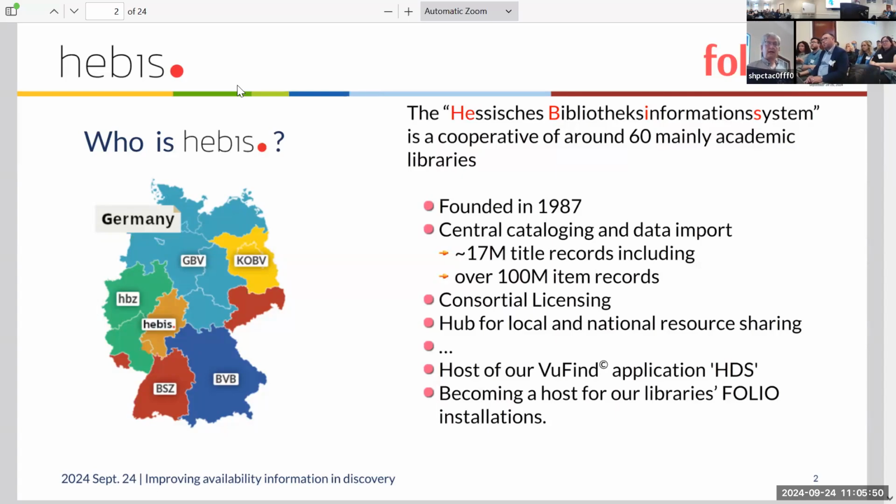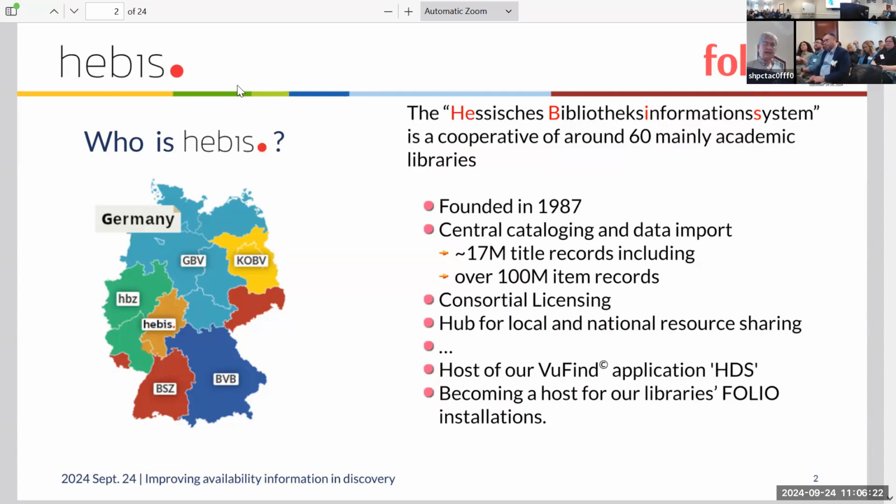Our central catalog has at the moment around 17 million title records, including 100 million item records. Also, we are doing consortial licensing of online resources, and our central system is an ILL hub for local and national resource sharing.